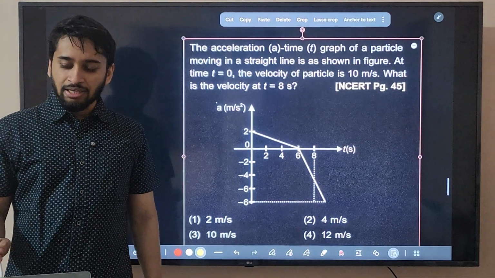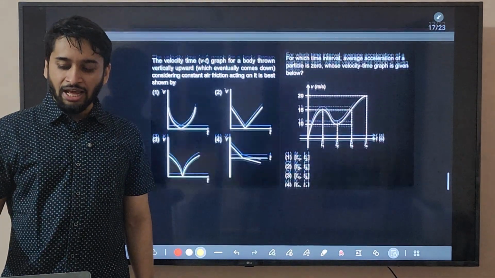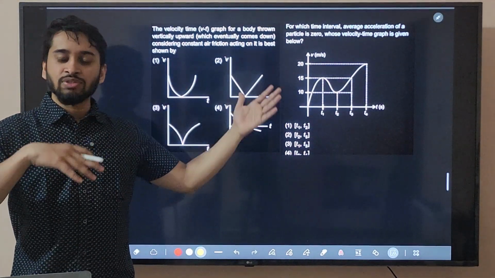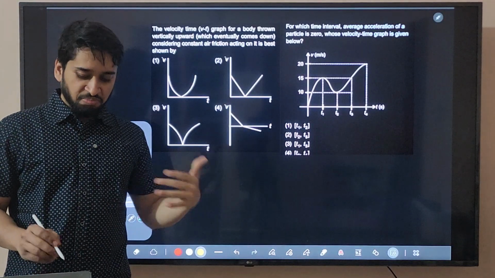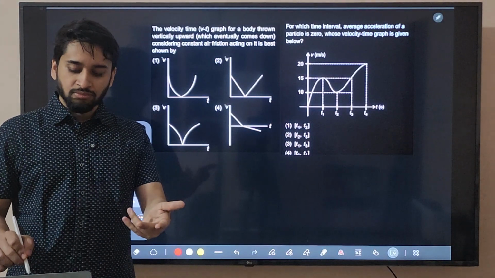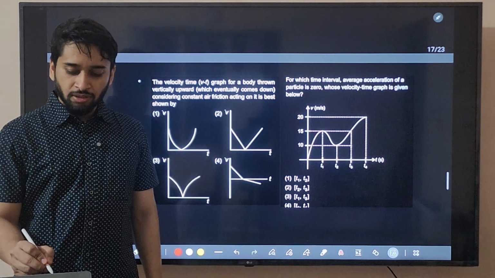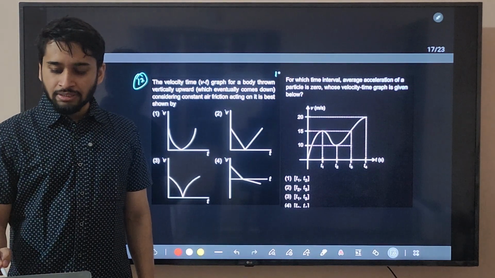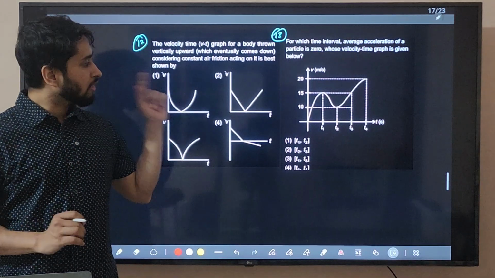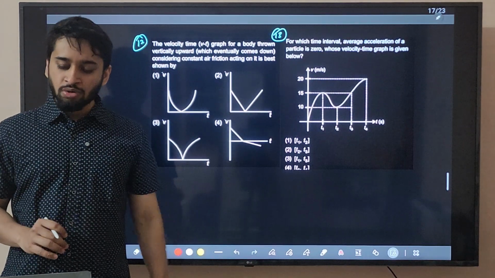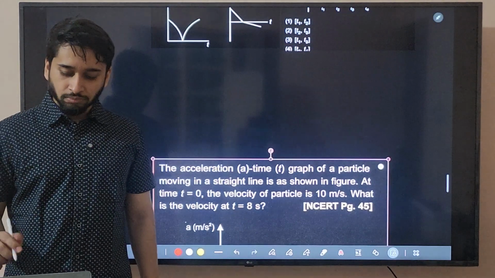Okay, let us see some questions on acceleration time graph. If you have any doubt, any confusion, you know what to do. Do I have to tell you? Just put it in the comments, man. You can always reach out to me through the comments. So 12 and 13 is homework for you, right? Note it down. Great. Moving ahead.